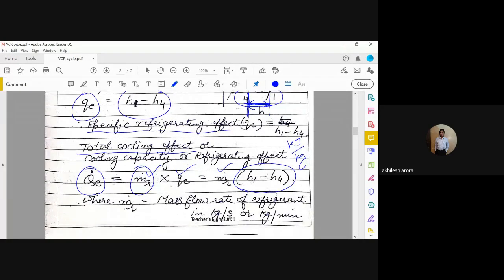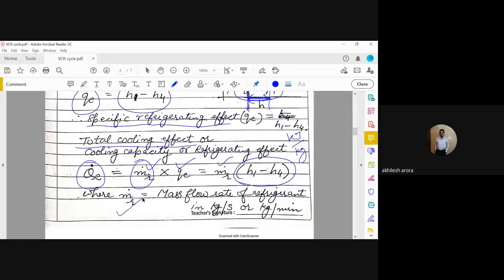So here you can see I have written that m_r is the mass flow rate of the refrigerant in kg per second or kg per minute, or it could also be kg per hour. Kg per hour also can be the unit for the mass flow rate of the refrigerant. So any question till now?